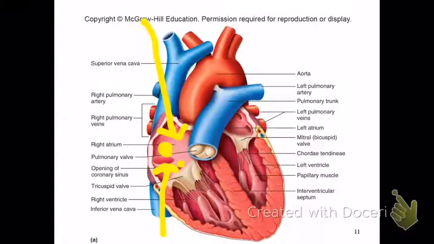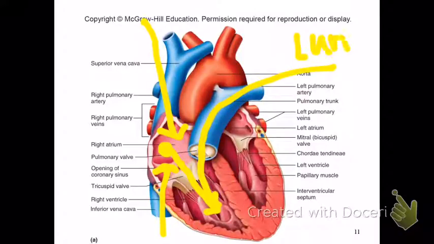Blood travels through the tricuspid valve into the right ventricle. Blood goes from the right ventricle through the pulmonary valve, up the pulmonary artery to the lung. From the lungs, it goes through the pulmonary veins to the left atrium.